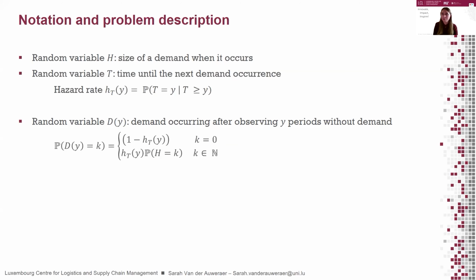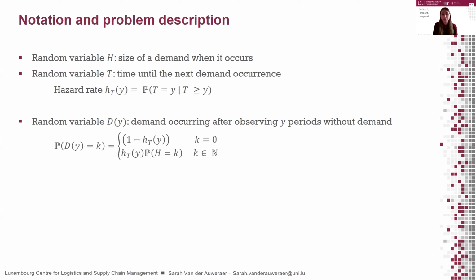So let me give you some notation to describe the problem that we are dealing with. So we define here a random variable h, which is the size of a demand when it occurs. And we have a random variable t, which expresses the time until our next demand occurrence. So this is, as you can see, basically the same idea that Croston had in his seminal work. That is, we're going to split up our approach into 2 pieces. That is the size of a demand and the time of this demand occurrence.